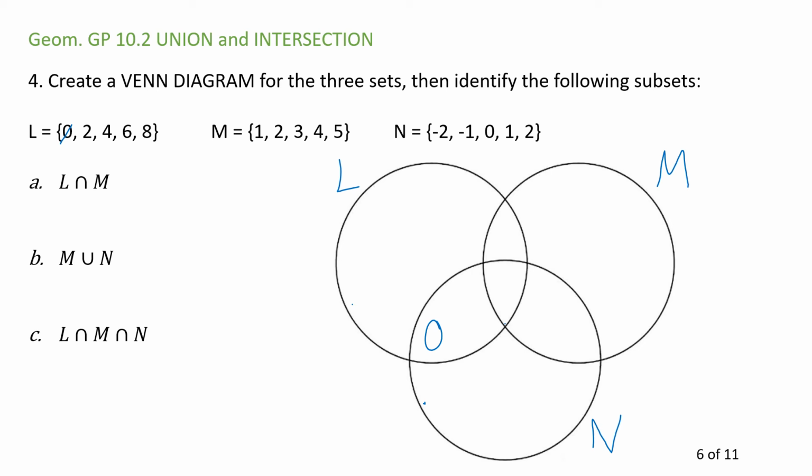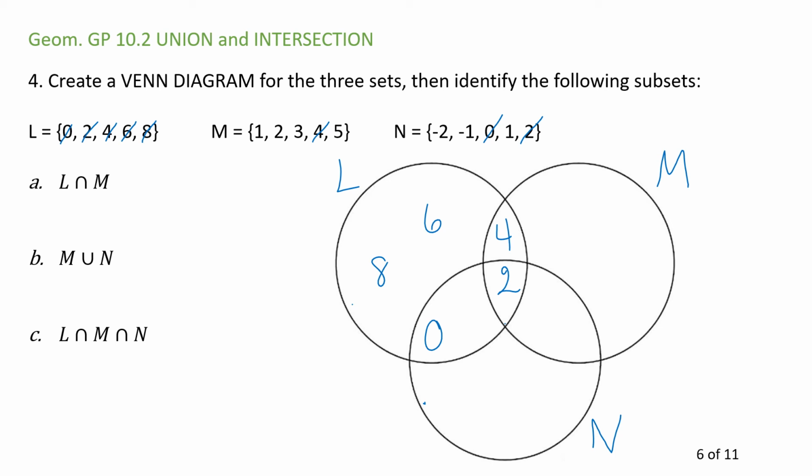That's 0. Next, 2. Well, 2 is in L. It's also in M. It's also in N. So 2 goes right in the middle. It's in all three. How about 4? L, M. 6 is in L, and that's it. 8, likewise, in L, nothing else.